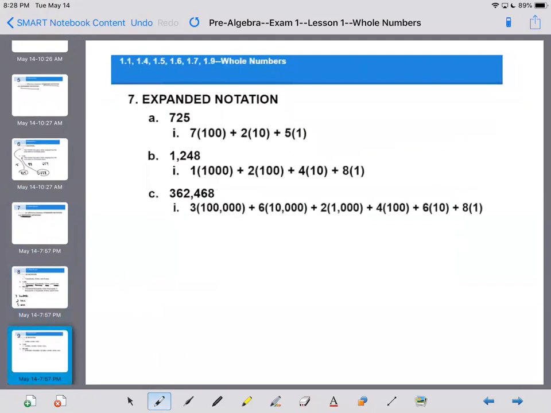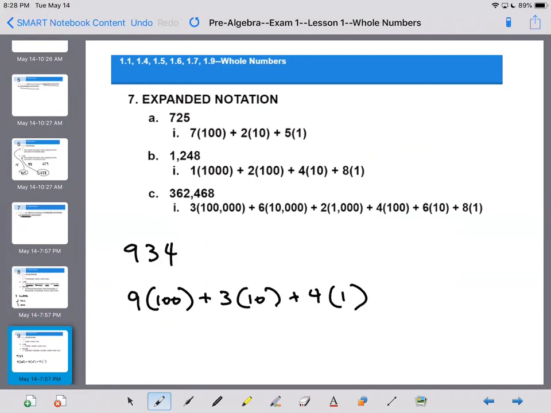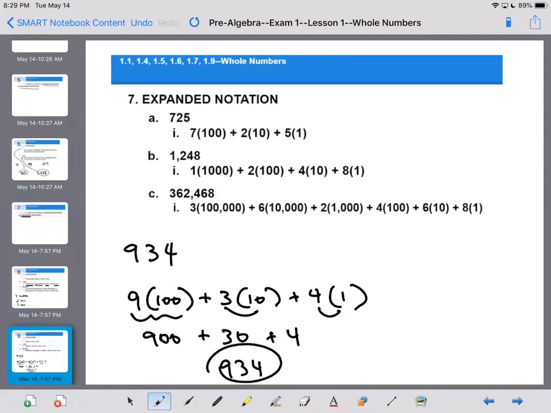Another way to show that expansion is to show the value. So if you have 934, you would have 9 hundreds plus 3 tens plus 4 ones. And just think about what that result is. Well, that result is 900. 3 times 10 is 30. 4 times 1 is 4. 934. So you're just expanding it by the number that's there. That's one group of 1,000, 2 groups of 100, 4 groups of tens, 8 groups of 1. So that's your expanded notation.